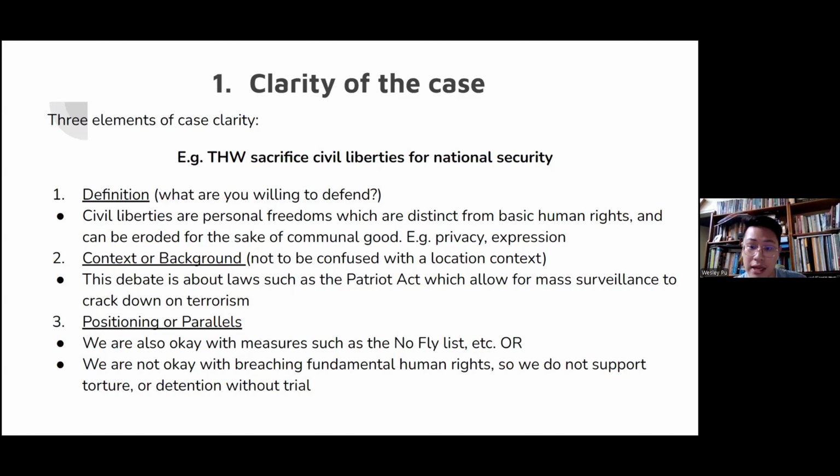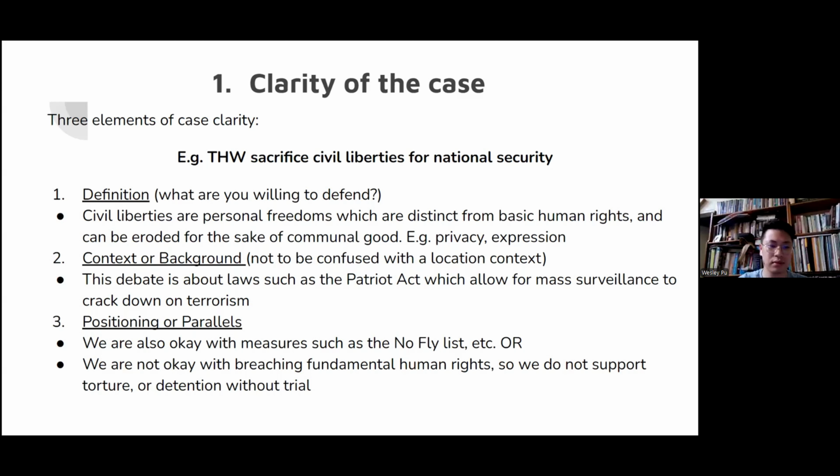So that means that it isn't like a right to life, but more like later stage rights, stuff like privacy, stuff like expression. And it's defining exactly what civil liberties are. If you don't do this, you open the room for other teams to go, oh, but are you willing to defend the police killing people for national security? Of course, we're not willing to defend that. That's why the definition of civil liberties was very important in showing people what you are willing to take in the debate.